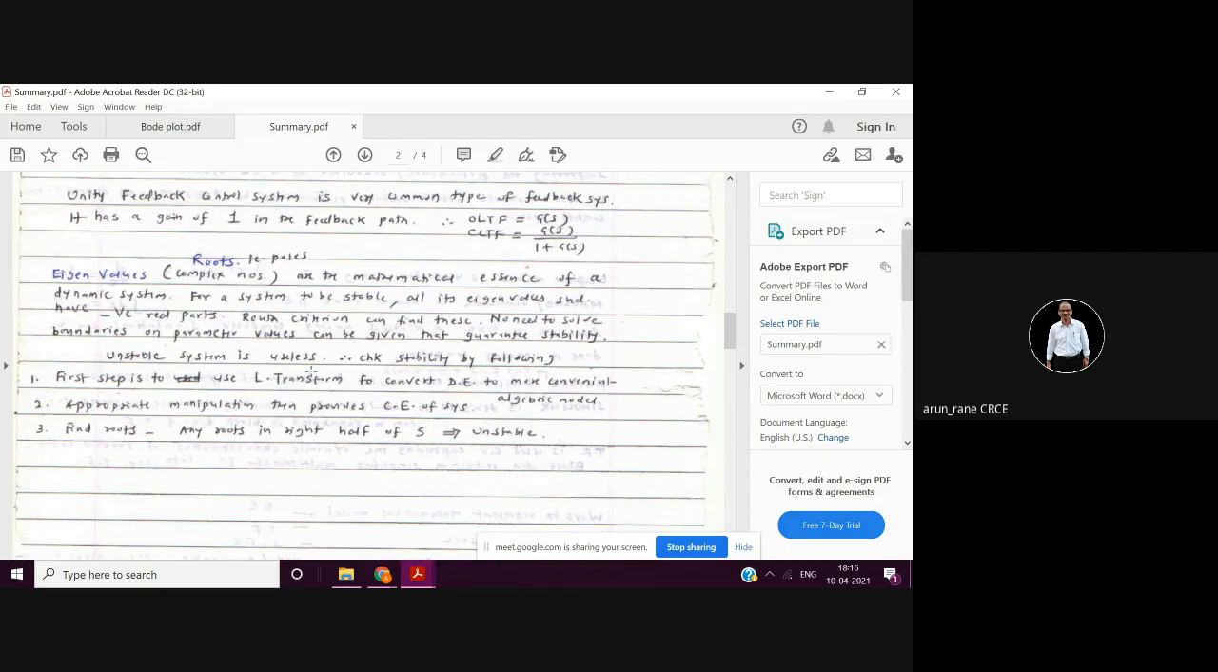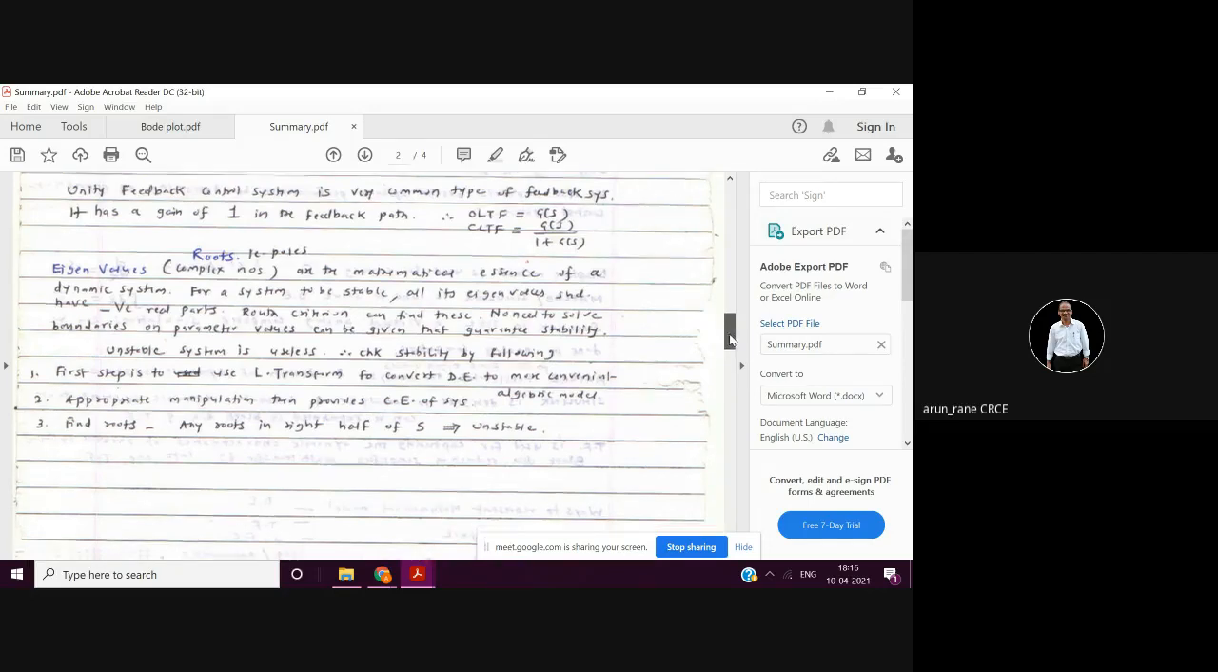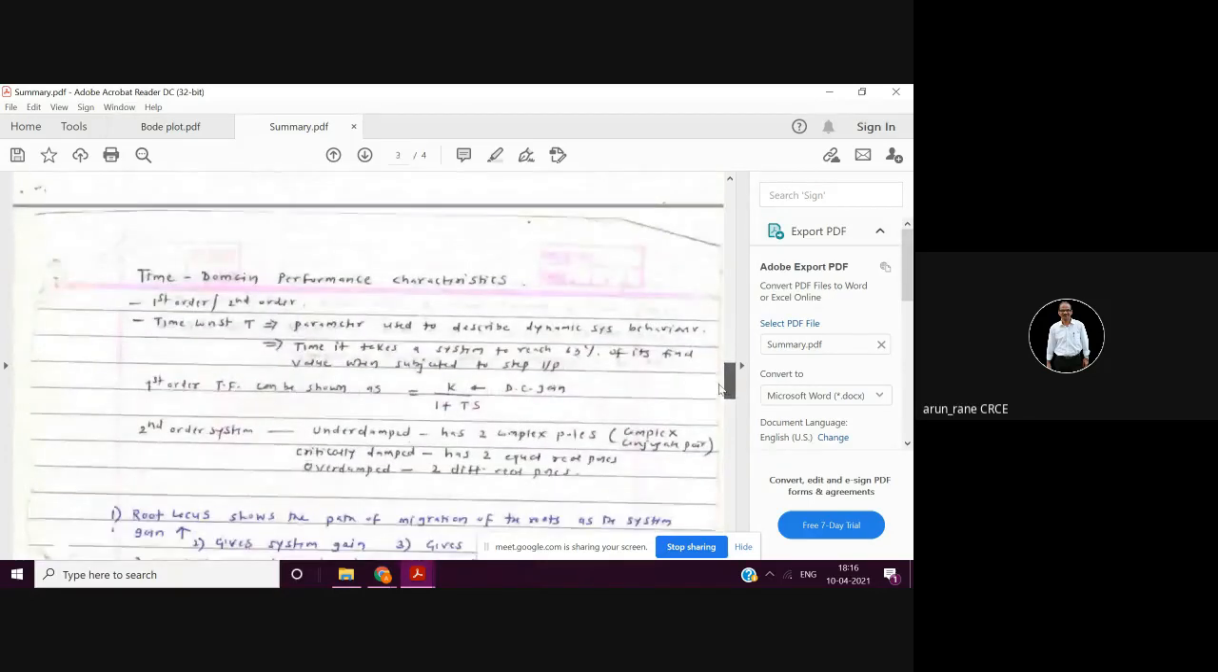So how to check the stability? First step is to use Laplace transform to convert differential equation to a more convenient algebraic model. Then you manipulate and find out the roots. If any roots are in the right half, that is positive, that means the system is unstable. That we have seen in root locus. You remember in the morning, root locus. If it is positive, the system is unstable. If it is negative, then system is stable or it can be marginally stable.